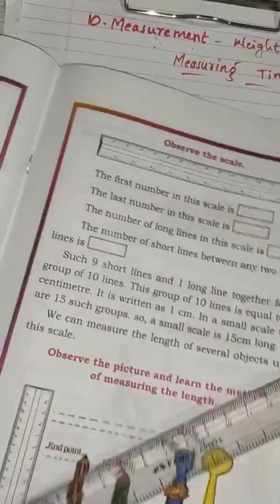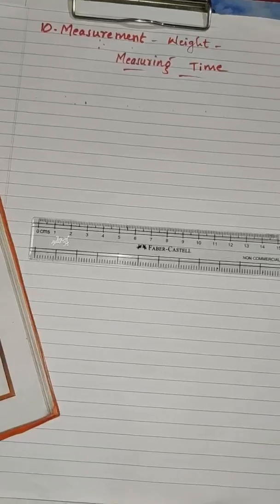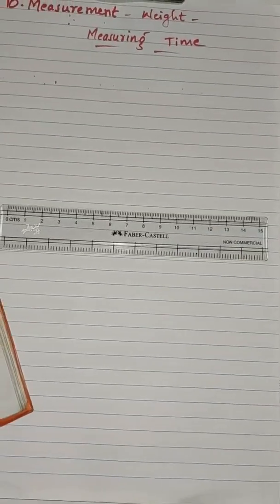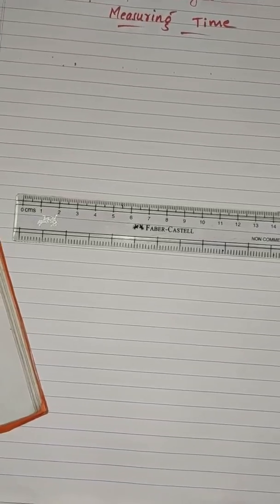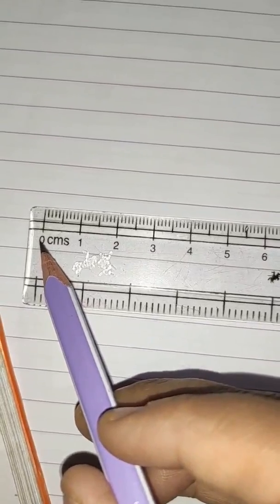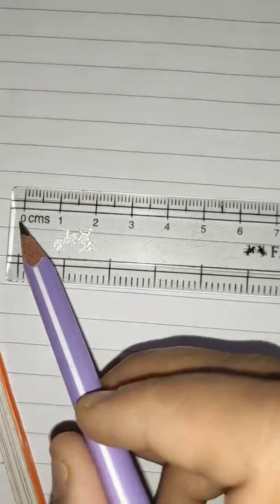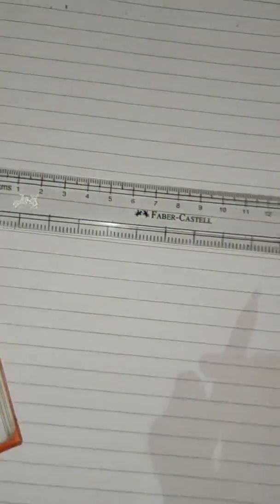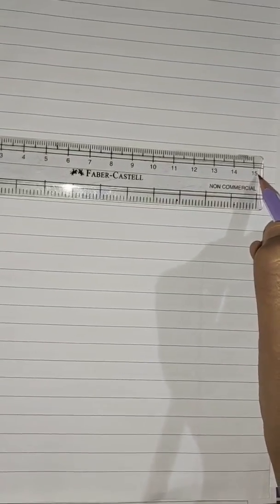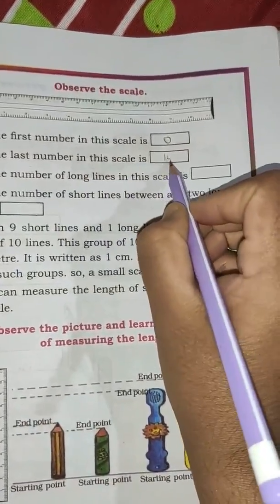So see here children, this is your measuring scale, isn't it? So children, here the first number in the scale. What is the first number in the scale? It will start from 0, 1, 2 like that. It is 0, isn't it? So we'll write here 0. Next, the last number in the scale. What is the last number in the scale? Yes, it is 15. So the last number in the scale is 15.